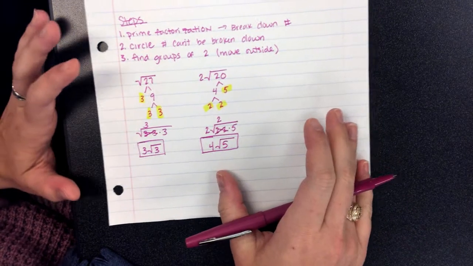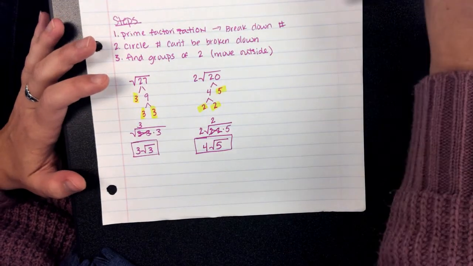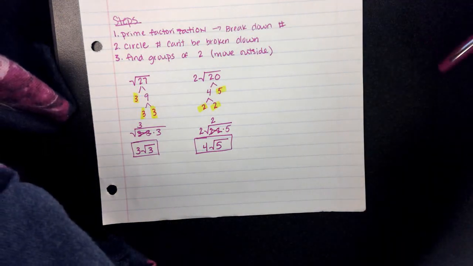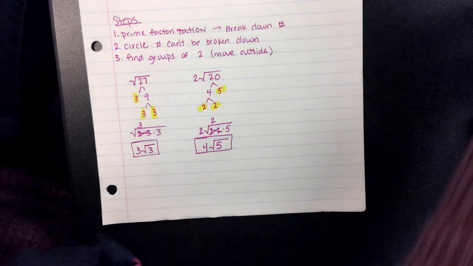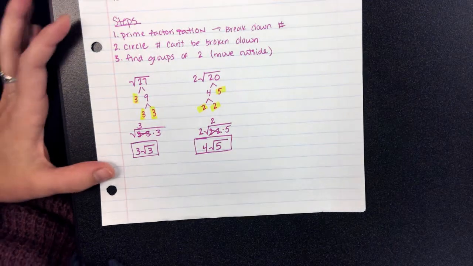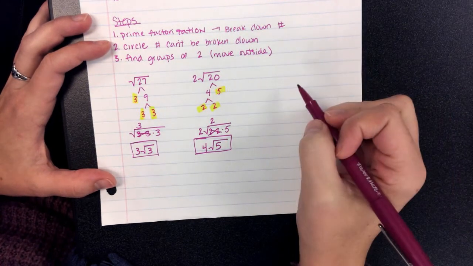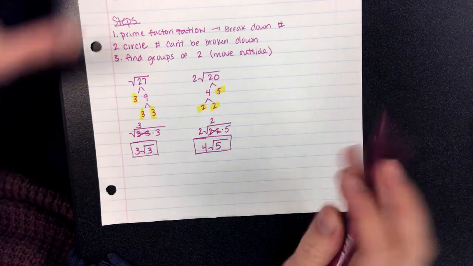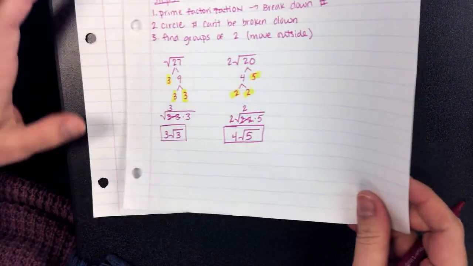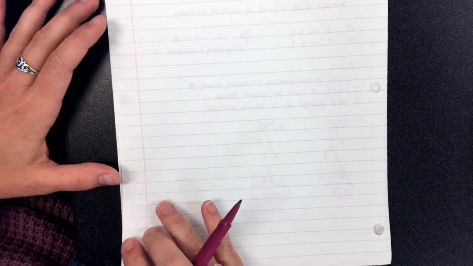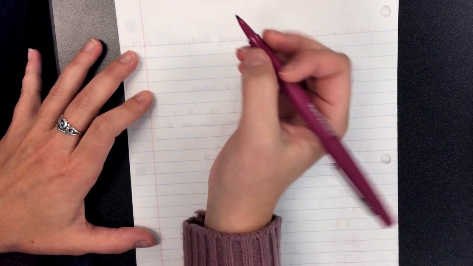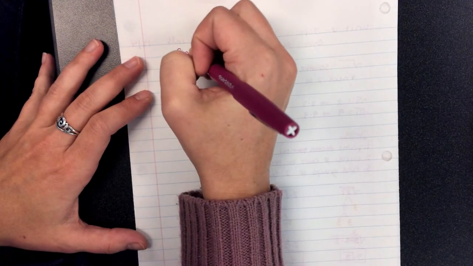So now let's make it a little bit harder. Let's try something with actual imaginary numbers, something that can't break down. Actually, freeze for a second. Let's make a new note real quick before we move on. Imaginary numbers, simplifying imaginary numbers.